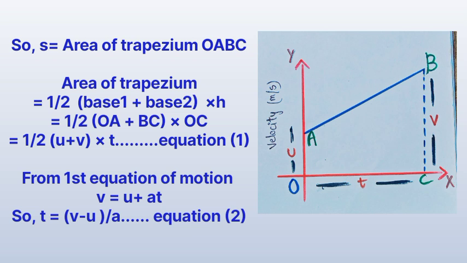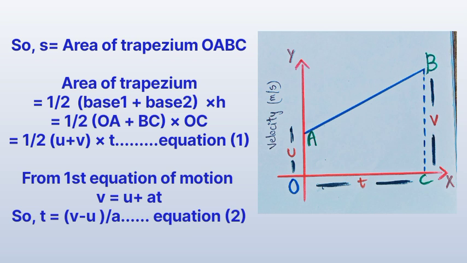So s equals the area of trapezium OABC. Area of a trapezium equals half into base 1 plus base 2 into height. Here base 1 is OA, base 2 is BC, that is the final velocity, into OC. Area of trapezium OABC equals half into (u plus v) into t. This is the first equation. We all know the first equation of motion, that is v equals u plus at.